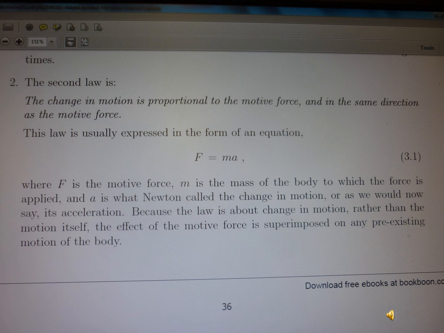Therefore, Newton's second law can be expressed as F equals m multiplied by a. F is the motive force, m is the mass of the body to which the force is applied, and a is the change in motion, or the acceleration. So we write down the equation F equals ma.